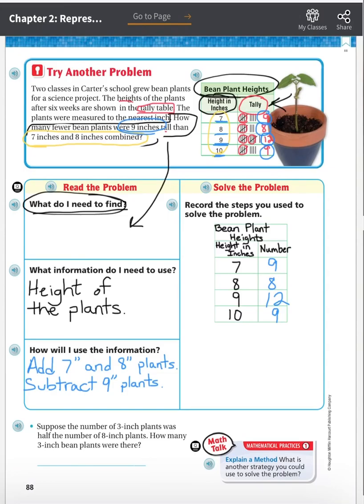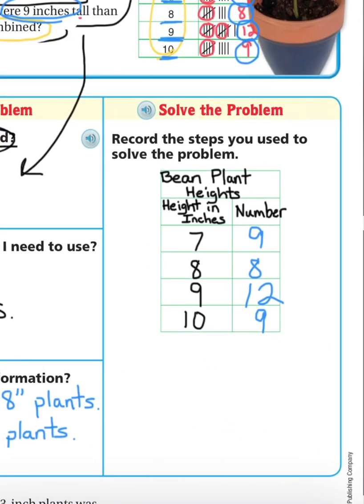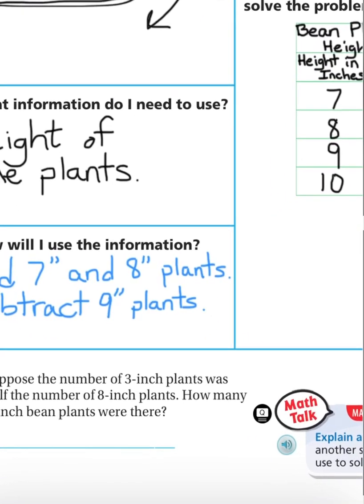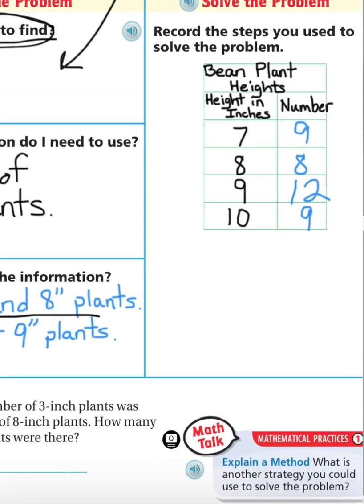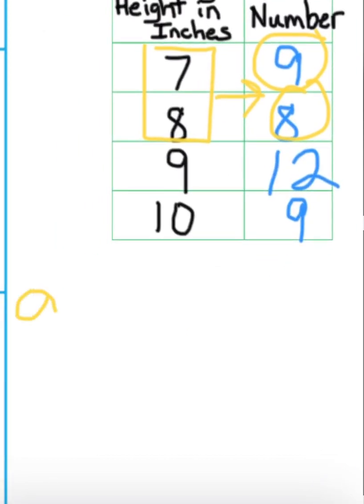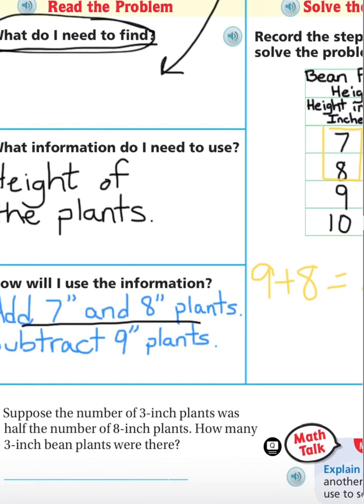So now, all we've done is create our table. We haven't answered the problem, which we said we have to add the 7 and 8-inch plants together. So if I look at our 7-inch and 8-inch plants right here, how many of them are there? We have 9 of them and 8 of them. So 9 plus 8 equals 17. We have 17 plants that are 7 inches tall and 8 inches tall.